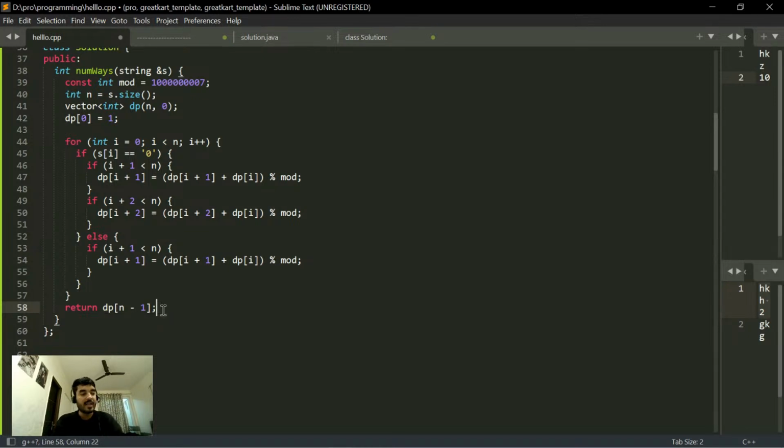And how much time will it take? This is order of n space complexity, and order of n time complexity. Both are order of n. So just write a quick plus 1 if this solution is clear to you, so that we can quickly move to the next problem, which was very interesting and has a lot of observation.